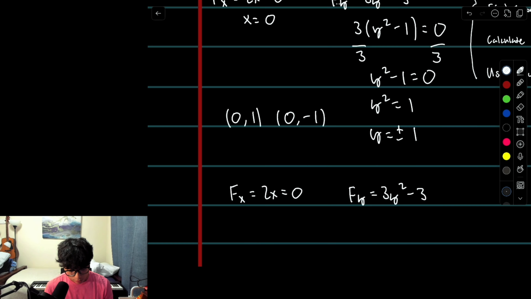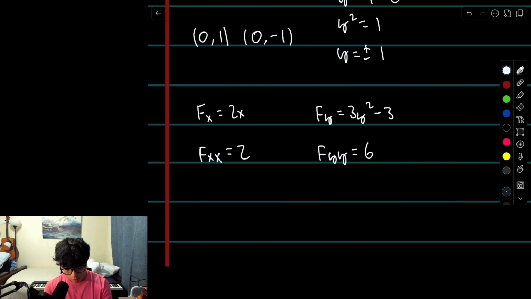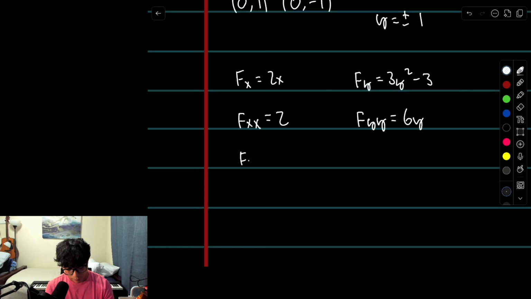So bringing down our first derivatives, we just take the derivative of our f_x again using x, giving us 2, and then we take our f_y and take its derivative again using y, giving us 6y. And don't forget, we need to find our mixed derivative f_xy, which is just 0, since our first derivative of x doesn't even have a y, so it's just 0.